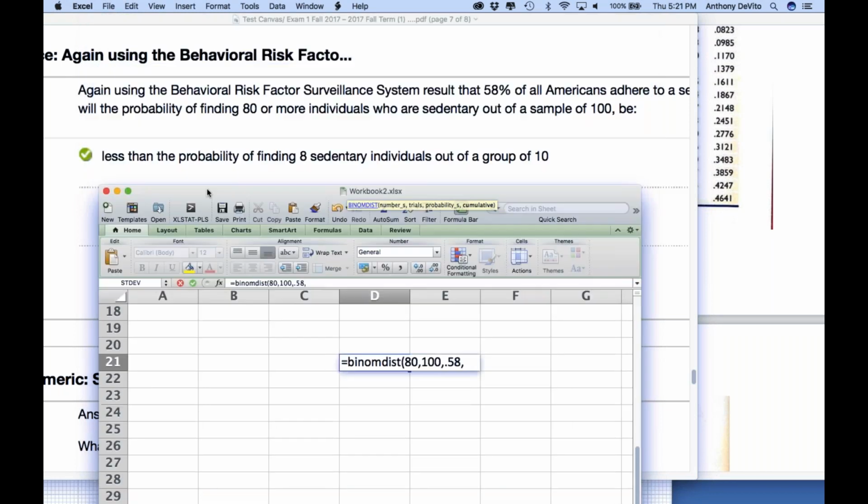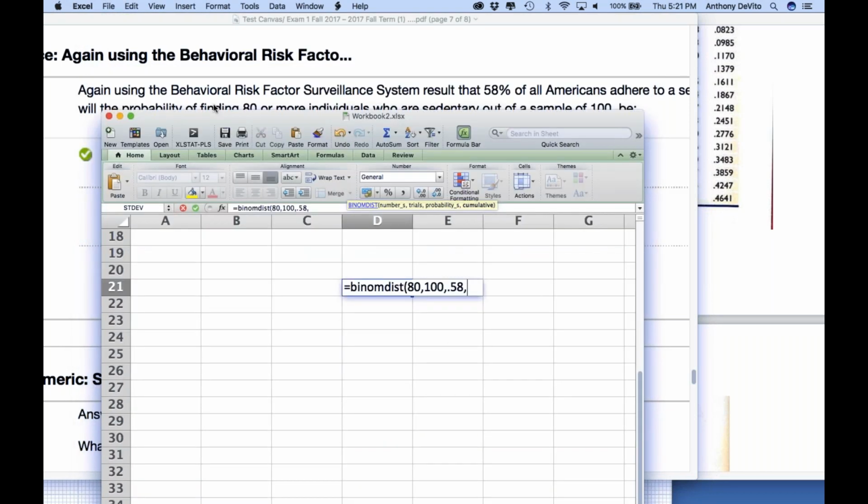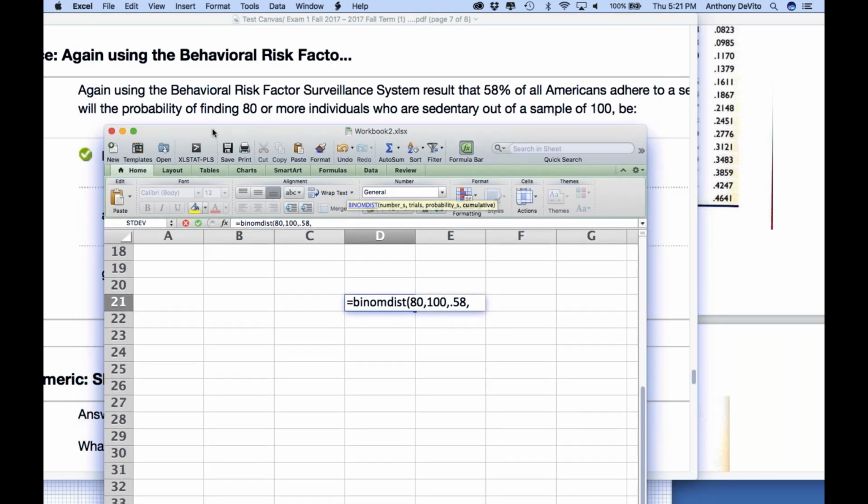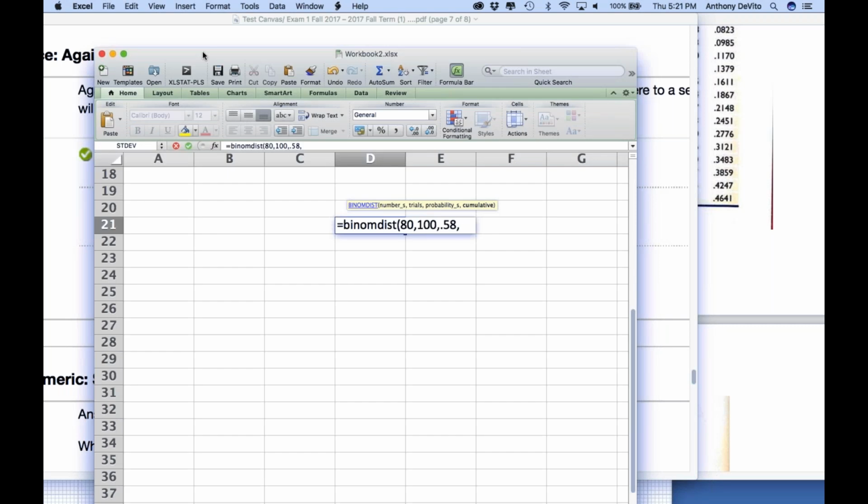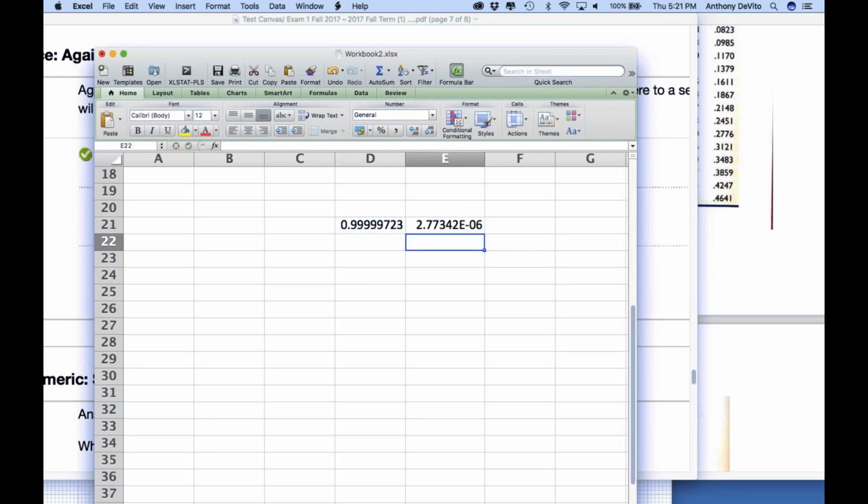what's the probability that we would get at least 80 out of 100? Is that what the question was? Probability of finding 80 or more individuals. So it's going to be 1 minus, actually. Okay, 80 or more is going to be 79 or fewer subtracted from 1. Okay, I'm going to put in true over there, hit enter, and that's the probability of that or fewer. So it's going to be equal to 1 minus this. So the probability of 80 or more is going to be a really small number.